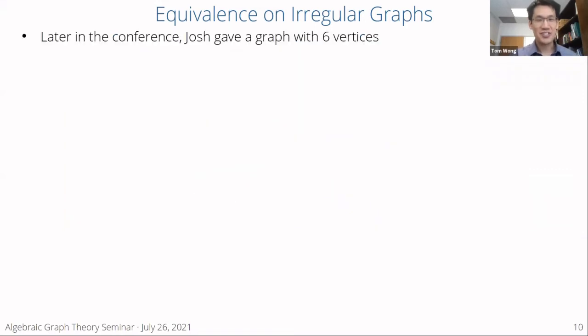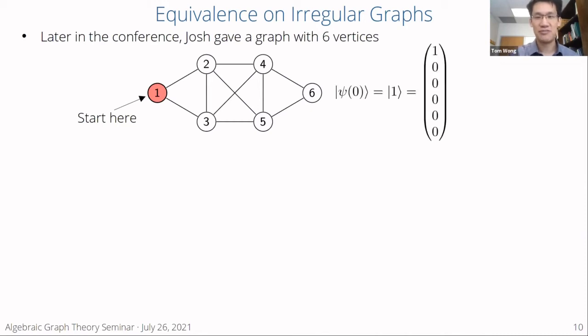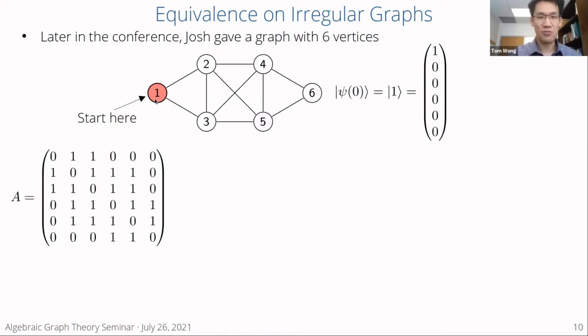Later in the conference, I don't remember if it was the same day or another day, he gave me this graph with 6 vertices. He said that if you start at, say, vertex 1, at one of the two ends, meaning the initial state is a vector of length 6 with a 1 and then zeros everywhere else, and you evolve by the adjacency and Laplacian quantum walks, they evolve equivalently. I thought, okay, this is pretty easy to check.